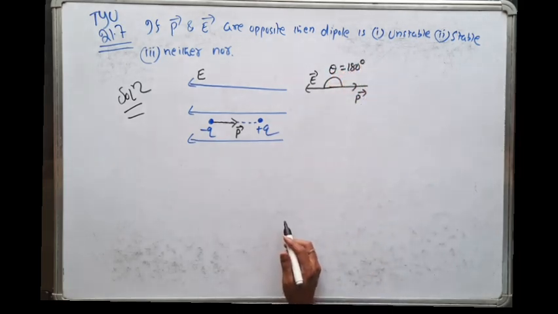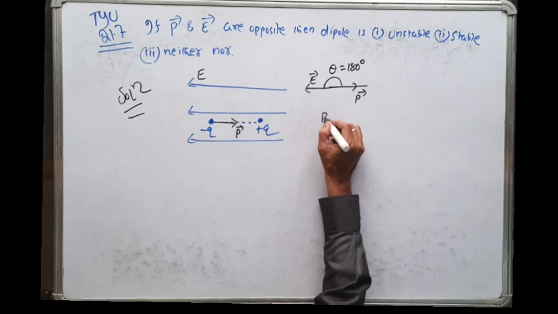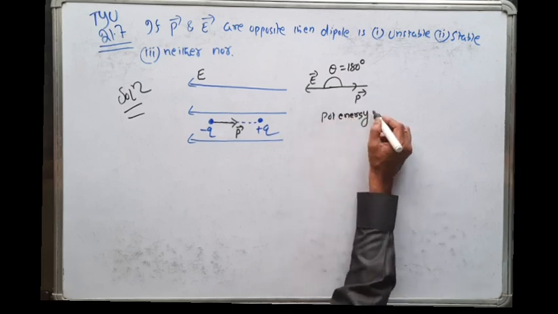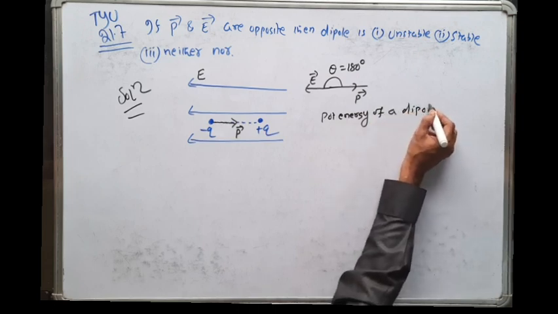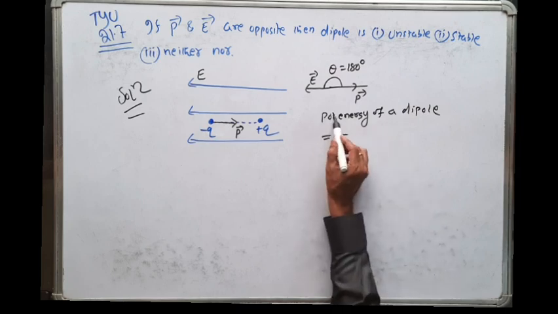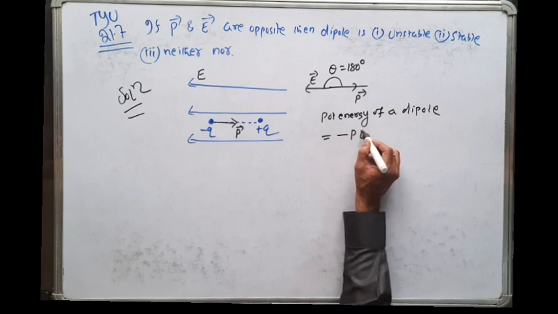Now the question is whether it is stable or unstable. The easy solution method is that you know the formula of potential energy. We have already discussed it in the theory. Potential energy of a dipole is equal to minus... How will you remember the formula? Potential starts with the letter P, energy starts with the letter E.